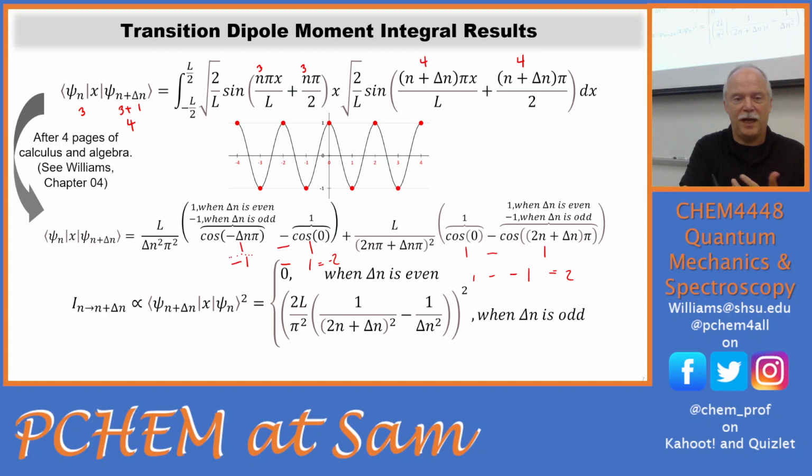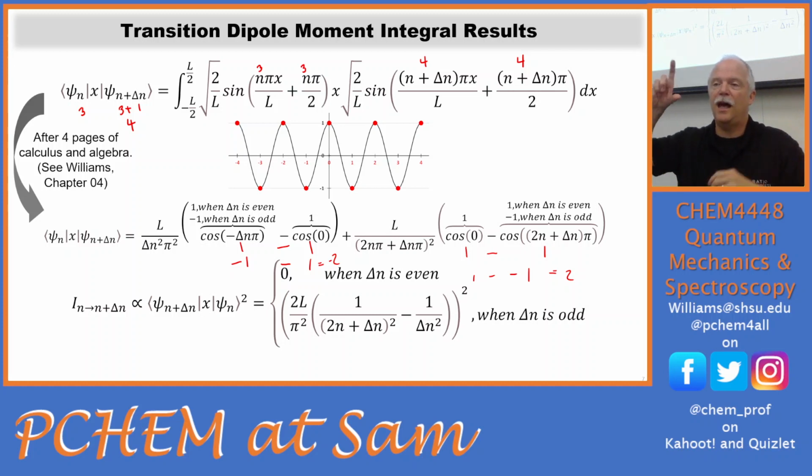One of these terms became negative, the other became positive whenever we had the odd multiples of pi, and so we have this difference in the middle. And then this whole thing is squared, so it doesn't matter if it comes out negative. Okay. And that's when delta n is odd. So this tells us our non-zero probabilities. And if we know the box length and we know the quantum states, we can calculate the intensity of the transitions. So this is a fantastic result.